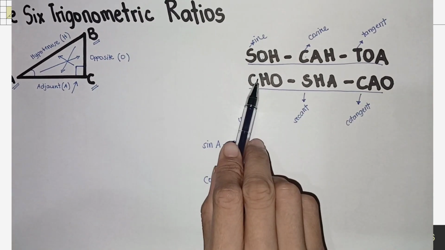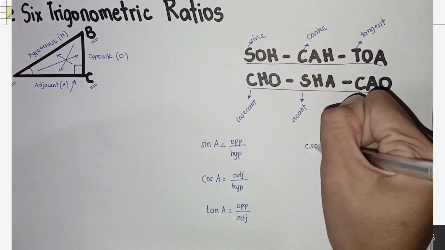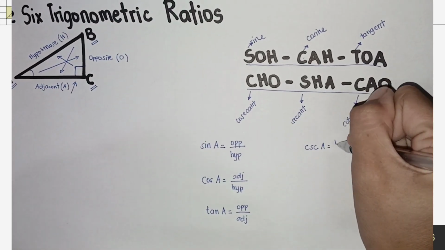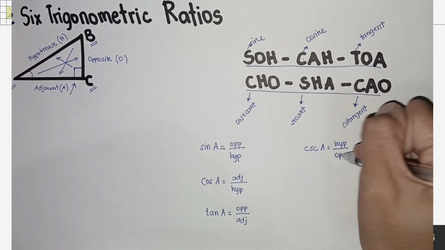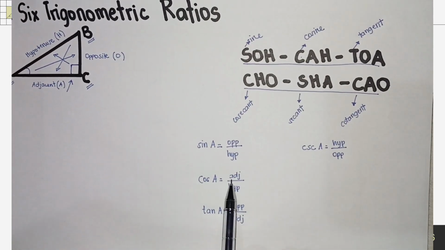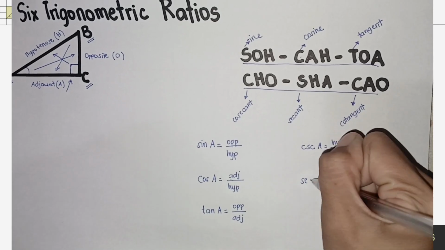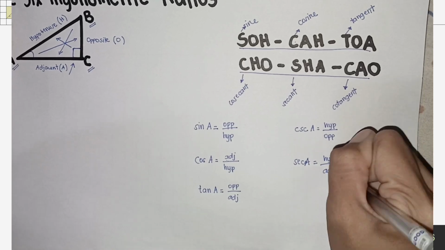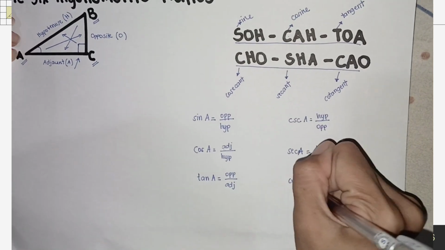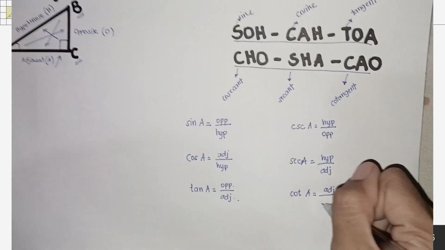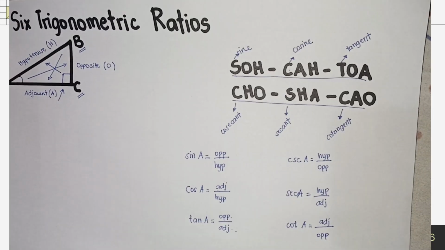Next are the 3 remaining trigonometric ratios. Cosecant A is the reciprocal of our sine A. So we have cosecant A is equal to hypotenuse over opposite. Then our secant, which is the reciprocal of our cosine, secant A is equal to hypotenuse over adjacent. Then the cotangent, which is the reciprocal of our tangent, cotangent A is equal to adjacent over opposite. So, this is now our 6 trigonometric ratios.